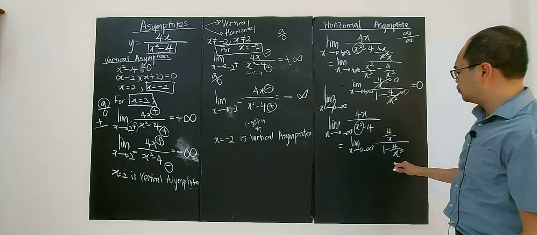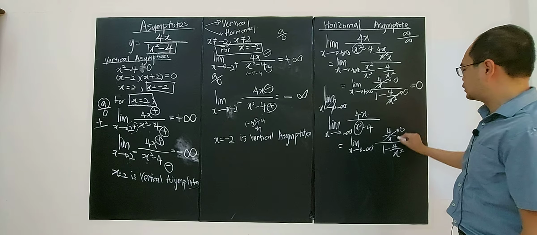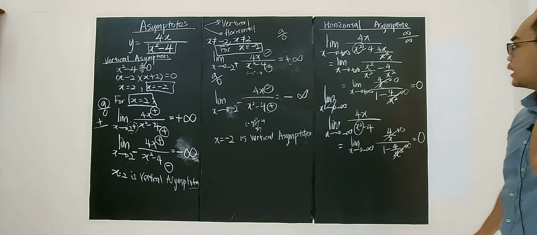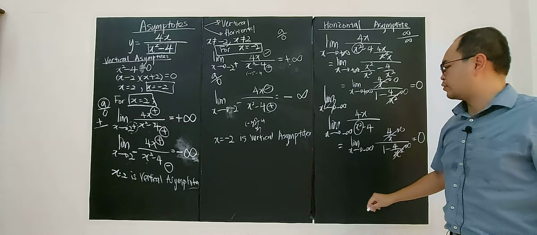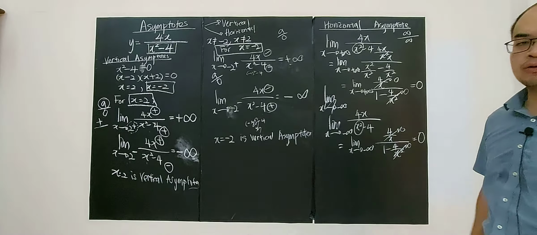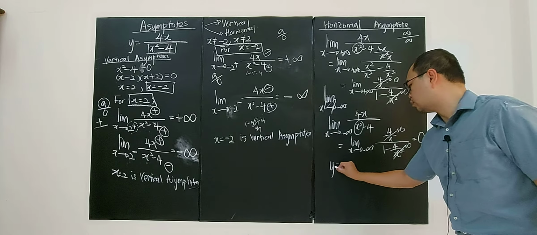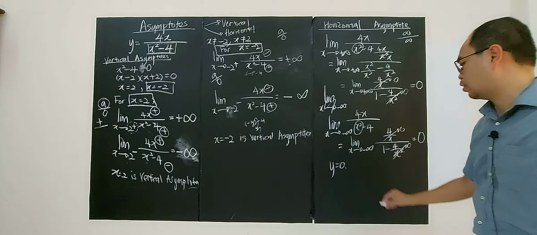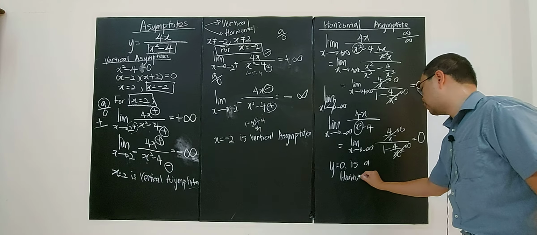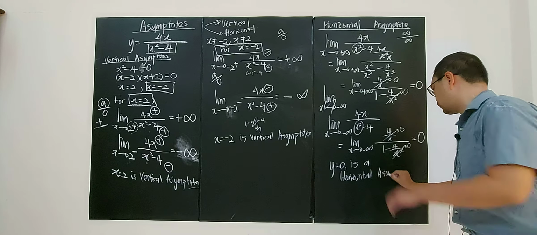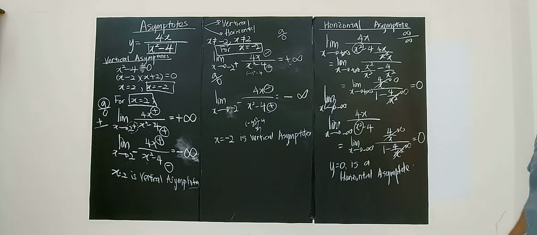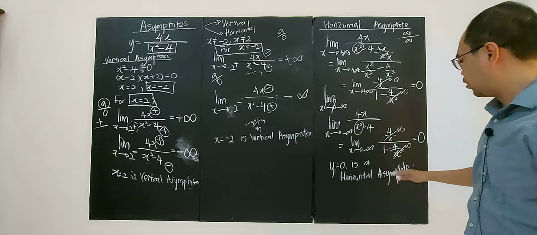If you evaluate, you are still getting approaching 0, and you are getting 0 over 1, you are getting 0. So it means that as x approaches positive infinity and negative infinity, the y value is approaching 0. So y equals 0, the x-axis, is a horizontal asymptote. So I already know that I have vertical asymptotes at 2, and I have a horizontal asymptote.